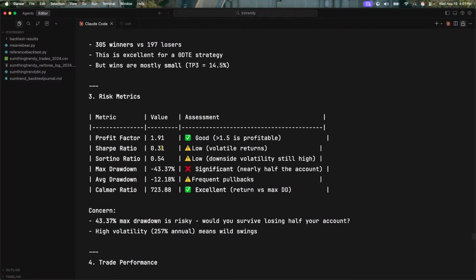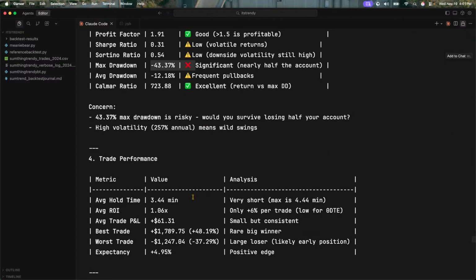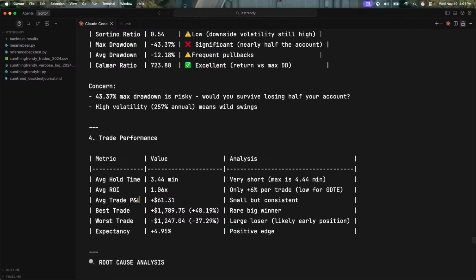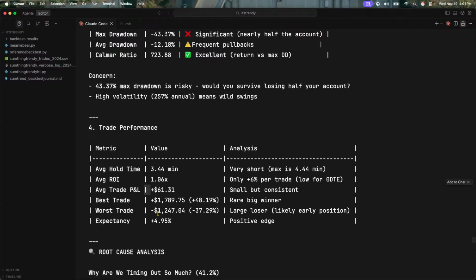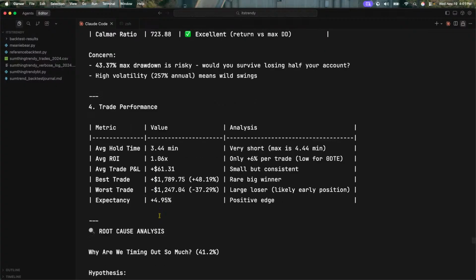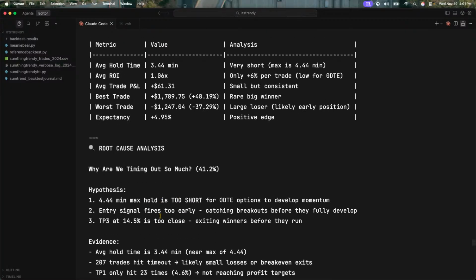This could be better. The Sharpe ratio, I mean, like, all right. Downside volatility still high. The max drawdown, I mean, 43% is not great, but when did it happen? I think that was more spread out throughout the years, right? Average drawdown is 12. Trade performance, average hold time, average ROI, P&L, best trade, worst trade, expectancy, positive edge.